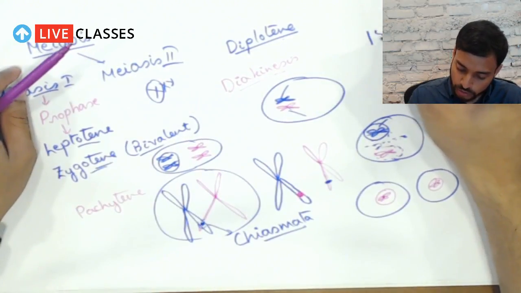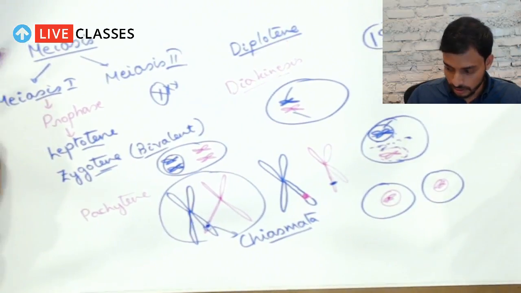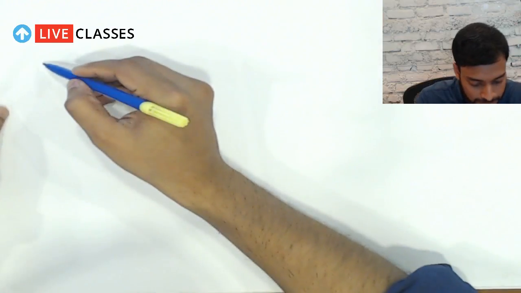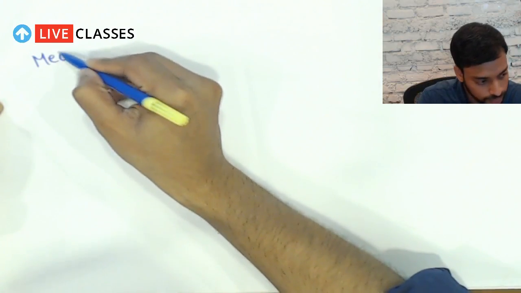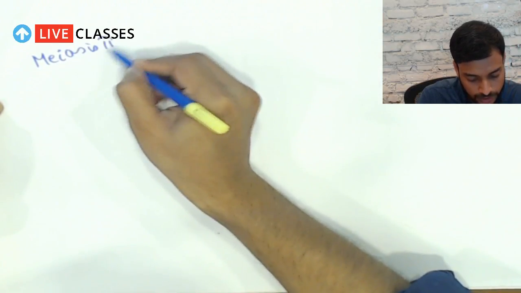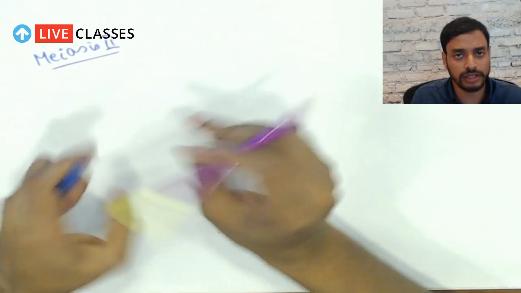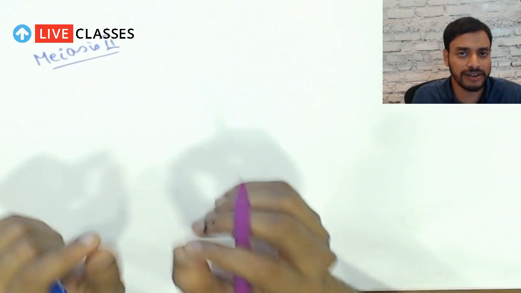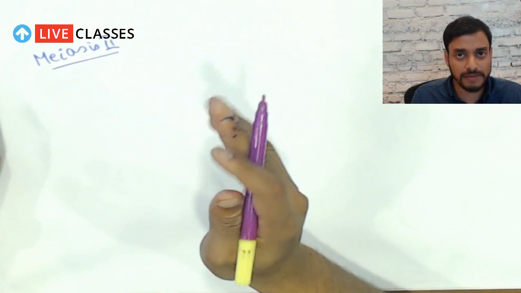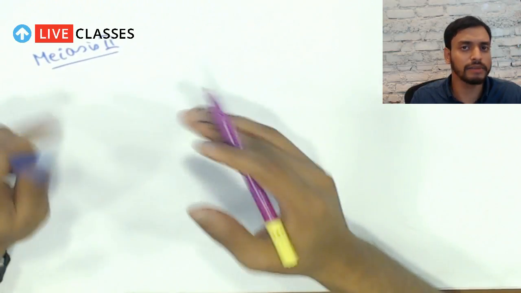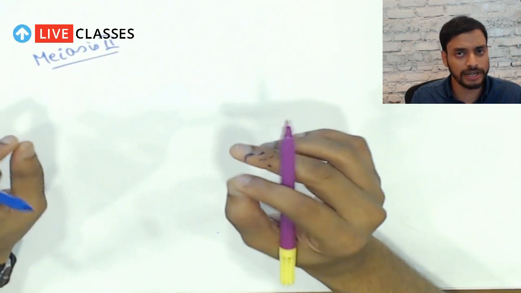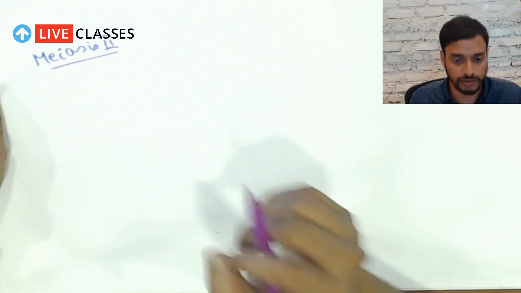Now let's quickly move on to the next part, that is meiosis 2. Okay, meiosis 2. I'll tell you that between meiosis 1 and meiosis 2 there is a very short phase which is a resting phase. This phase is not mandatory. It may happen in certain cells and may not happen in certain cells. It is not mandatory, but it is a very short resting phase.